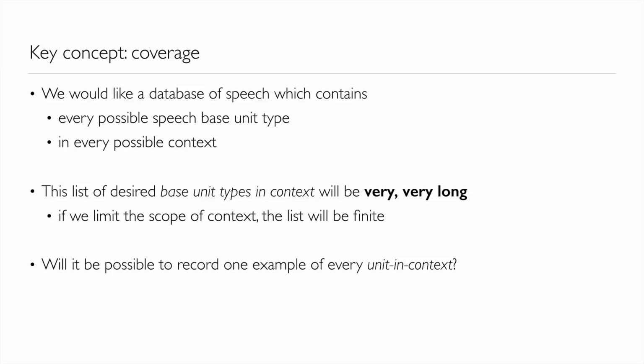Let's just point out a little shorthand in the language I'm using here. We've got base unit types, such as diphones. We've got context, which is the combination of linguistic features in the environment of this unit. So we should be talking about base unit types in linguistic contexts. That's a rather cumbersome phrase. I was going to shorten that. I'm going to say unit in context for the remainder of this module. When I say unit in context, I'm talking about all the different diphones in all the different linguistic contexts.